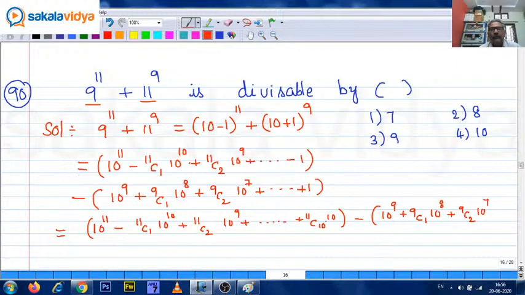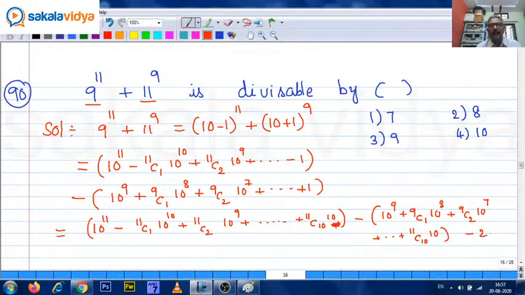This will be 10 to the power of, okay, plus 1. Write down, this is plus 1, right, plus and so on 11C10. Okay, right, don't write this sign now. Minus 1, this will be minus 2, you will be getting.